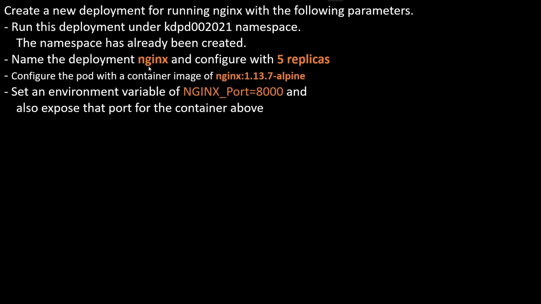Name of this deployment is nginx. Configure with 5 replicas. Configure the pod with the container image of this one. Set the environmental variable this. Expose that port for the container above. Till here the question is very simple, but here the catch is coming. We need to add the environmental variable here. How can we do this?